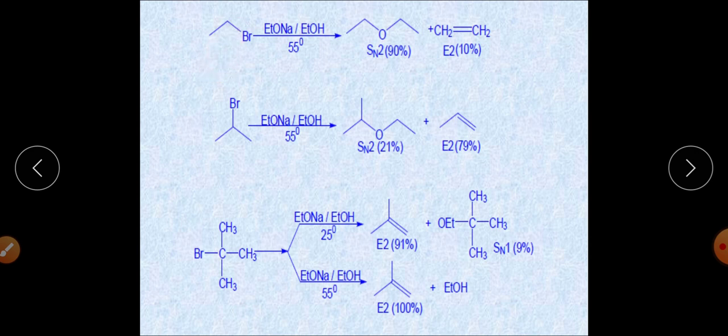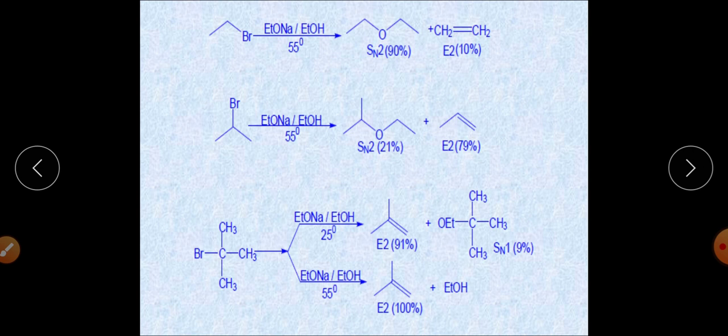Because here your nucleophile can easily attack from the backside, leaving the Br negative, and that will form 90%. When we talk about the secondary alkyl halide, under the similar condition, you can see that the proportion of the product formed during the SN2 reaction is only 20%. That is reduced in comparison to E2. Now the E2 ratio is 79%.